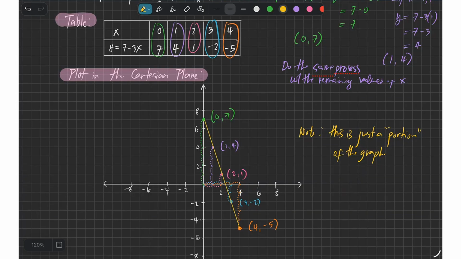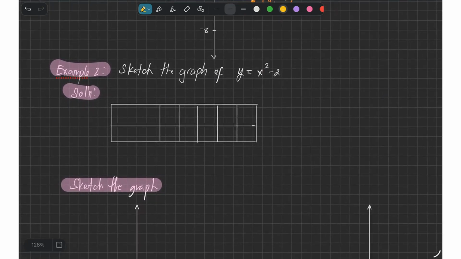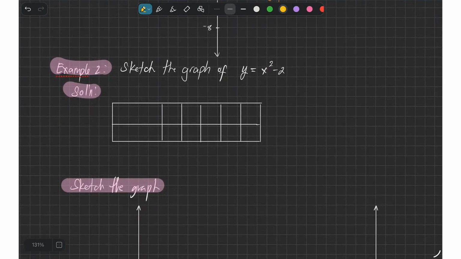So ang nakita nyo po dito ay galing lang po yan sa x values na from 0 papunta po sa 4 at ang corresponding values po ng y natin. But however, we can substitute unlimited number of x values and we can solve unlimited values of y also. That's why ang nakita niyo po dito sa graph natin ay portion lang ng kabuuan na graph po ng isang linya.